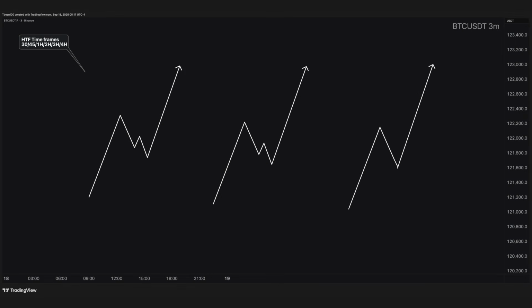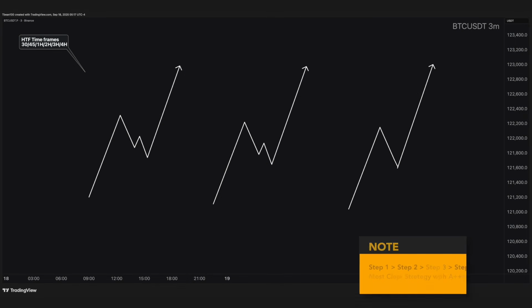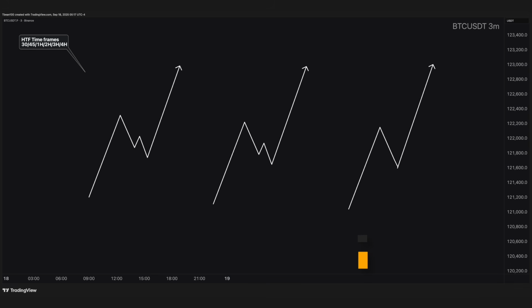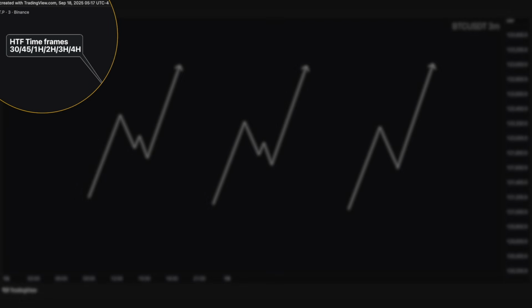Today we are going to focus on a step-by-step 10-year strategy. I will walk you through every single step in the simplest way possible. So let's get started. Now, the very first step is identifying tradable areas. For this, you will need to check multiple higher time frames such as 30 to 45 minutes and then 1, 2, 3 hours or even 4 hours.